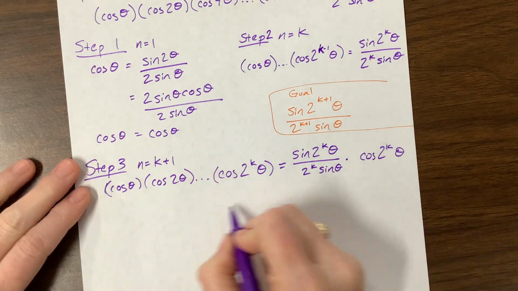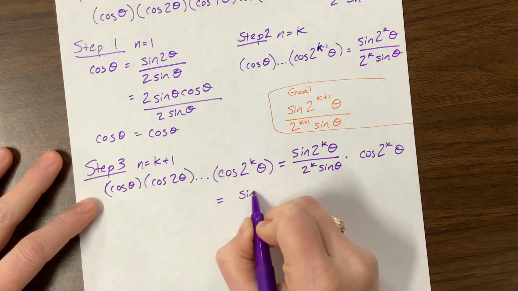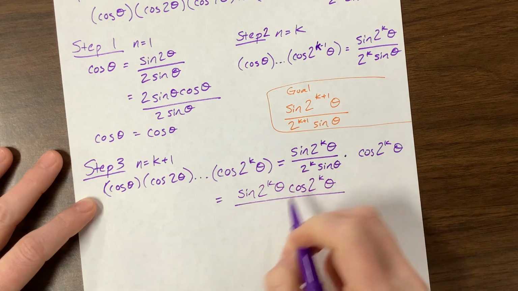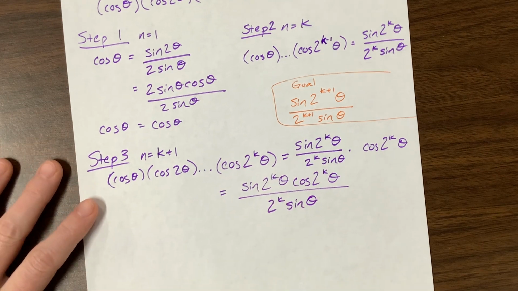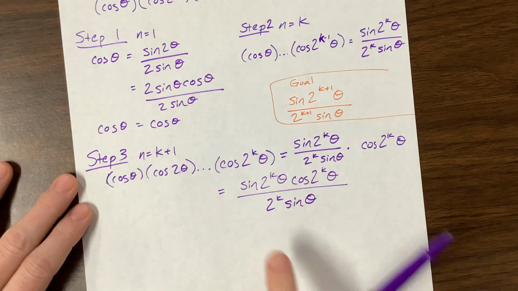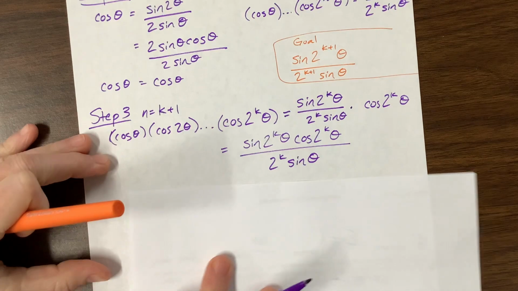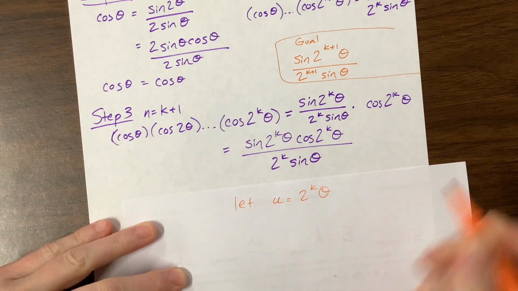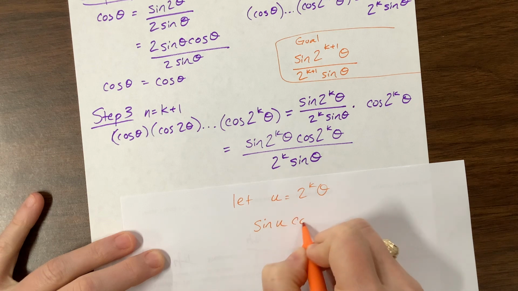Okay, here we go. So now this would be equal to, you could write it this way, sine of 2 to the k theta times cosine of 2 to the k theta all over 2 to the k sine theta. Well, our goal is to get this k plus 1. Well, so here's what I see. I could do a quick little u substitution. I could say let u, not me, but u equal 2 to the k theta. And when I do, this has become sine of u cosine of u.